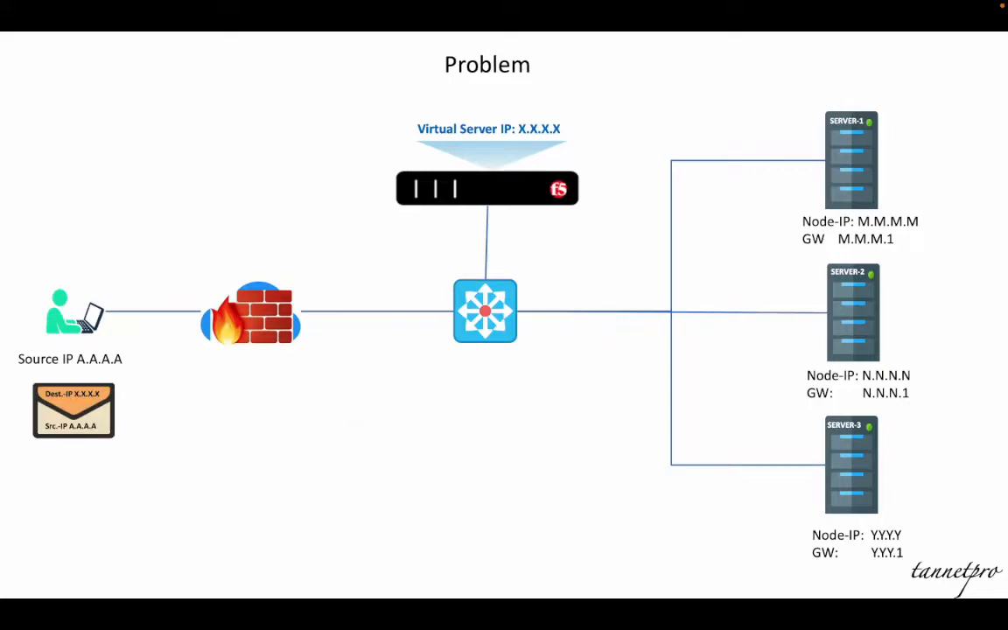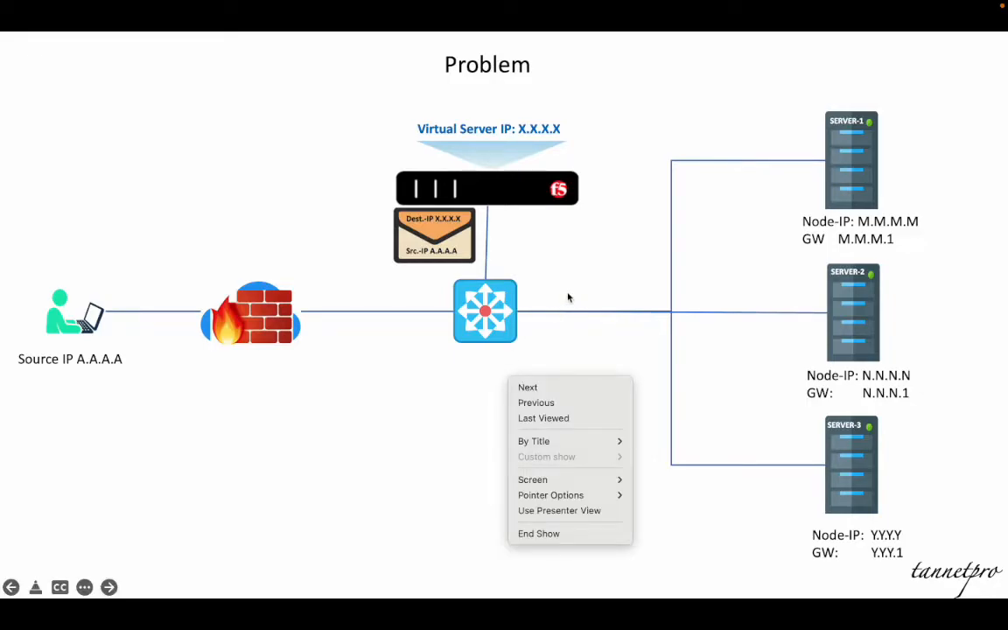Your packet will be generated like this: the destination would be XXX, which is your virtual server IP address, and the source would be his own IP address. The client IP address AAA is marked in your packet, and that packet is sent to the destination, which is the virtual server. The packet goes to the switch and then to your virtual server. Got it?